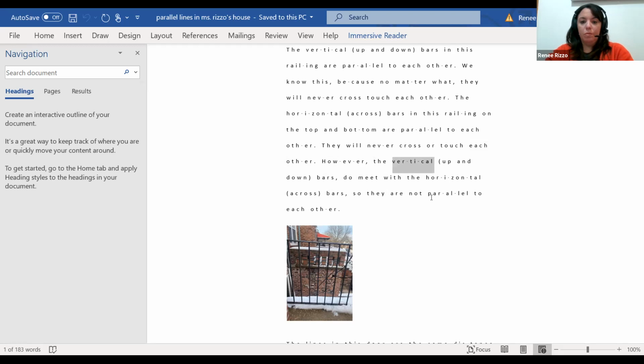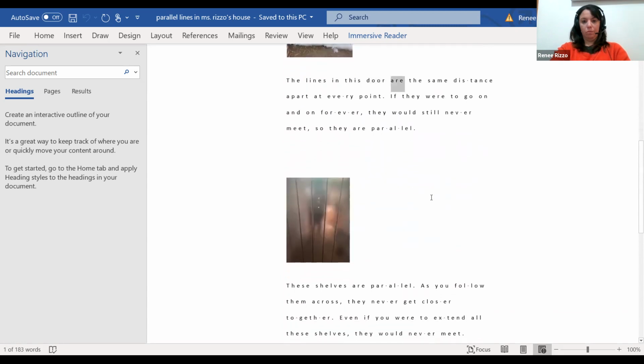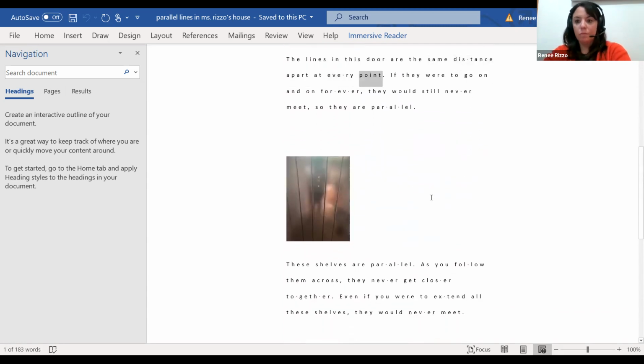However, the vertical, up and down, bars do meet with the horizontal, across, bars, so they are not parallel to each other. The lines in this door are the same distance apart at every point. If they were to go on and on forever, they would still never meet, so they are parallel.